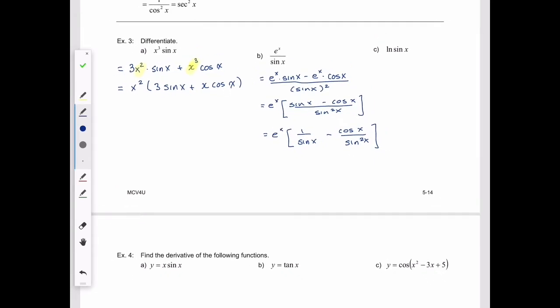And we have one more. We have the ln of sine of x. Remember the ln function: when we take the derivative of ln, it's 1 over the function itself. So the derivative of ln of sine of x is going to be 1 over the sine of x. But then we have to take the derivative of the function itself, so the derivative of sine is going to be the cos of x. If we simplify this, we have the cos of x over the sine of x, which is the same thing as saying the cotangent of x.